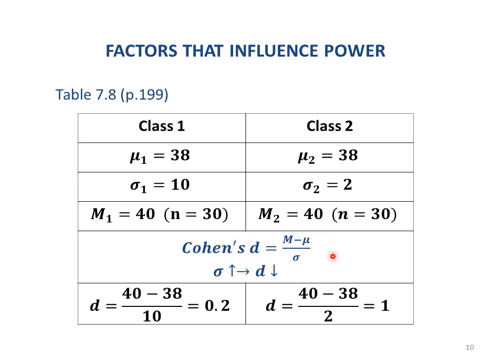Use this Cohen's d formula, we calculate the effect size. The effect size for class 1 is 0.2. The effect size for class 2 is 1. With the same population mean and the sample mean and a different standard deviation, we get different effect size. As the standard deviation goes up, the effect size goes down. So keep this in your working memory. We'll need it in a little bit.